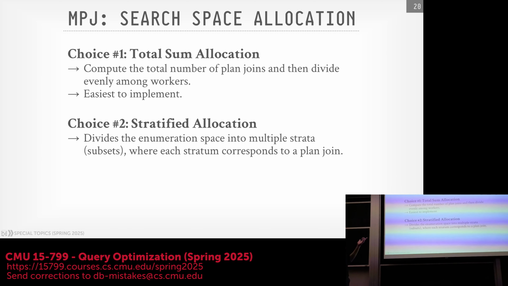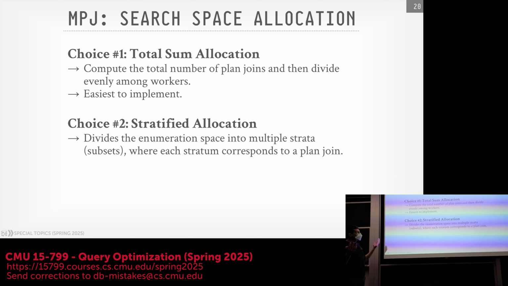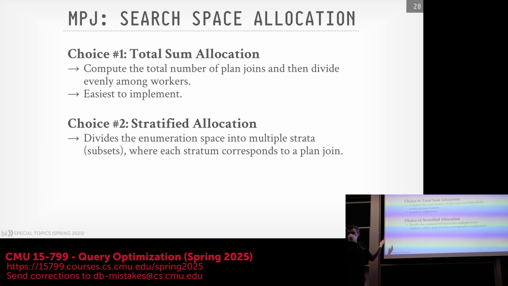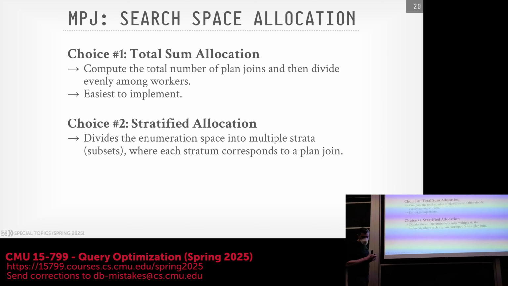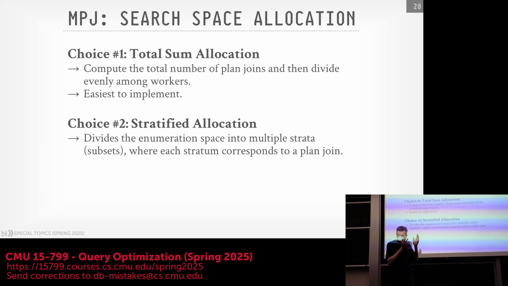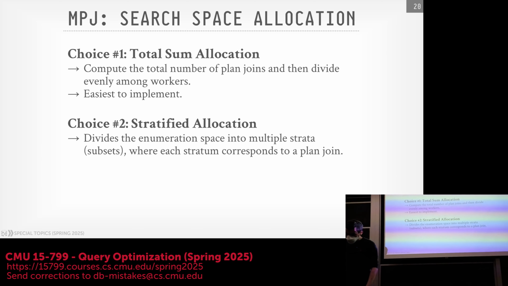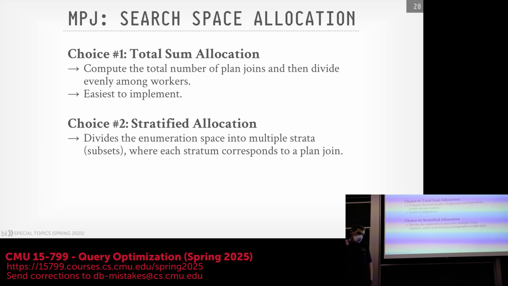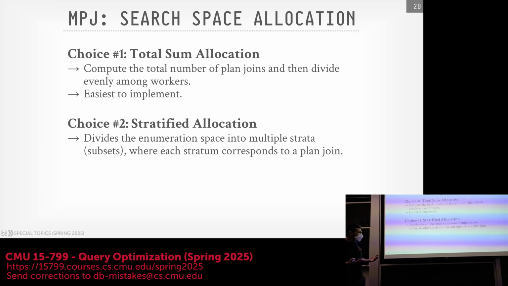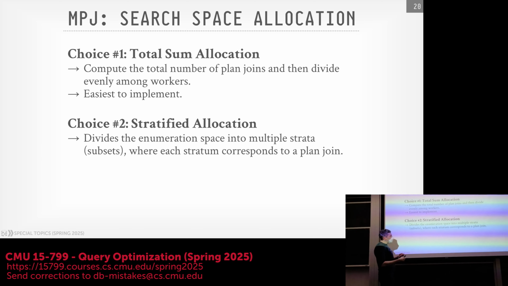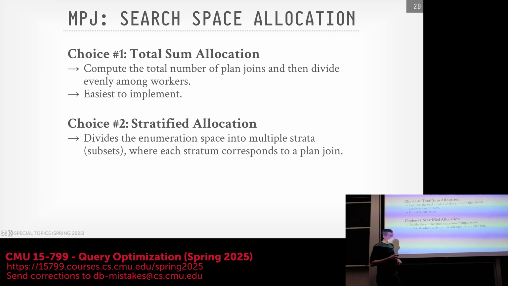All right, so the easiest thing to do is what I said at the beginning: you just take all the possible planned joins I have, divide it by the number of workers I have, and just hand them all off. But again, you have imbalance in the workload, because one worker could have a bunch of stuff that gets thrown away and there's nothing to do. So instead, what they call a stratified allocation is where you divide the work I have to do into multiple subsets, and then hand them out in an intelligent way to try to evenly distribute the work among my workers.